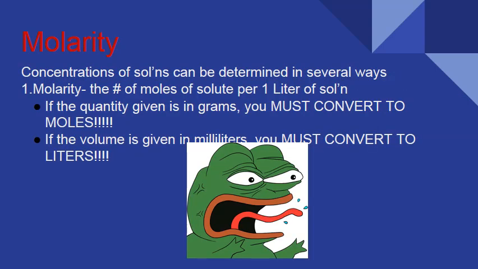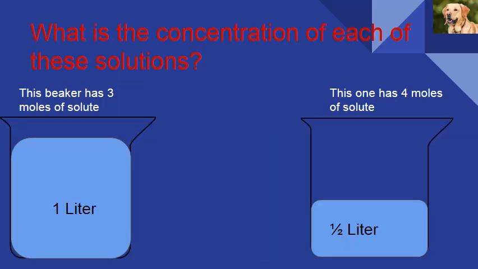Moving on to concentration. Concentration of solutions can be determined in several ways. The first of which is molarity, which is the number of moles per liter of solution. The equation for this is moles divided by liters. Now it is important that if you have grams, you convert it to moles. And if the volume is given in milliliters, you convert it to liters. The units must be kept the same.